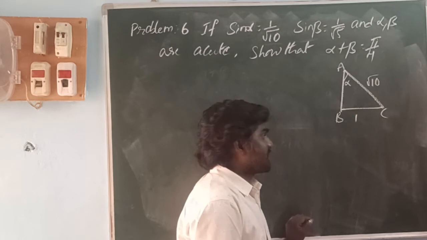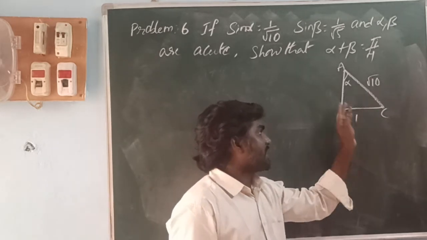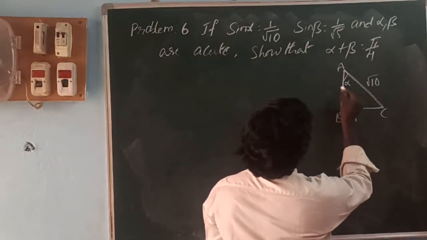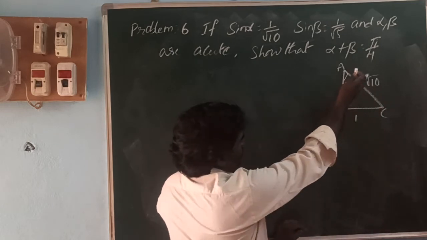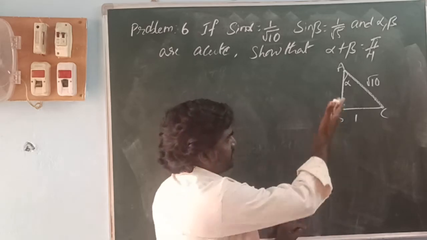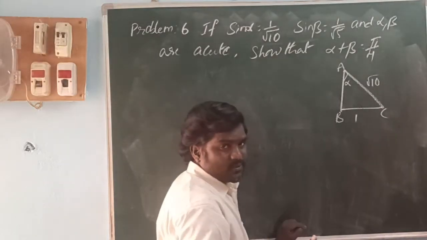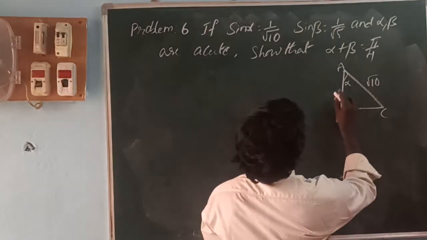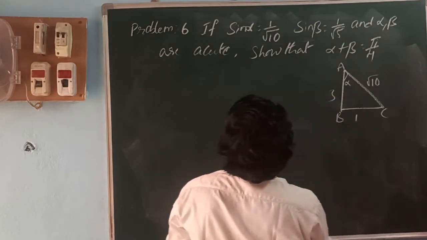By using the Pythagoras triplet, hypotenuse side square is equal to side square plus side square. Here let us take it as x. So square root of 10 whole square, that is how much? Square root cancels 10. That is 10 minus 1, 9. So x square is equal to 9. x is equal to 3. So adjacent is how much? 3.